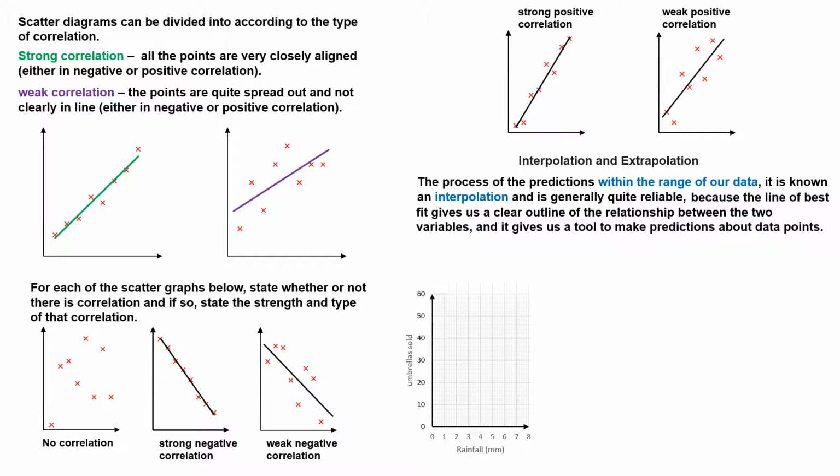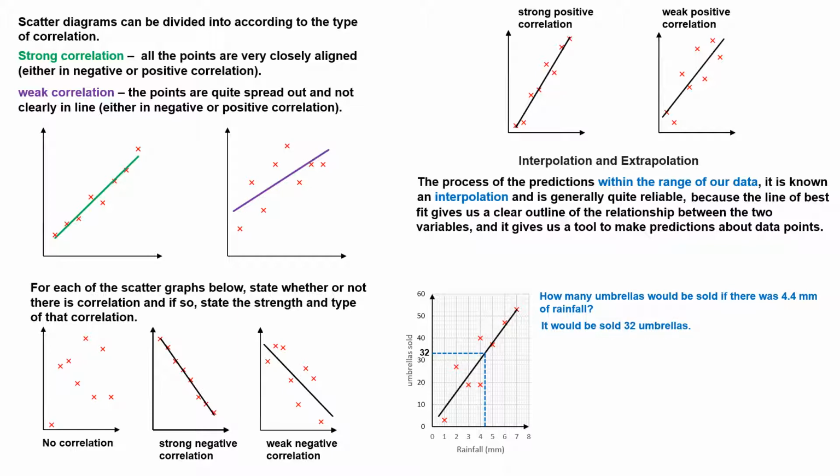For example, let's take the graph that shows a correlation between the number of umbrellas sold and the amount of rainfall. How many umbrellas would be sold if there was 4.4 millimeters of rainfall? We draw a vertical line up from 4.4 millimeters until we hit the line of best fit. Then we draw a horizontal line across from that point to the axis. It touches that axis at 32 umbrellas.